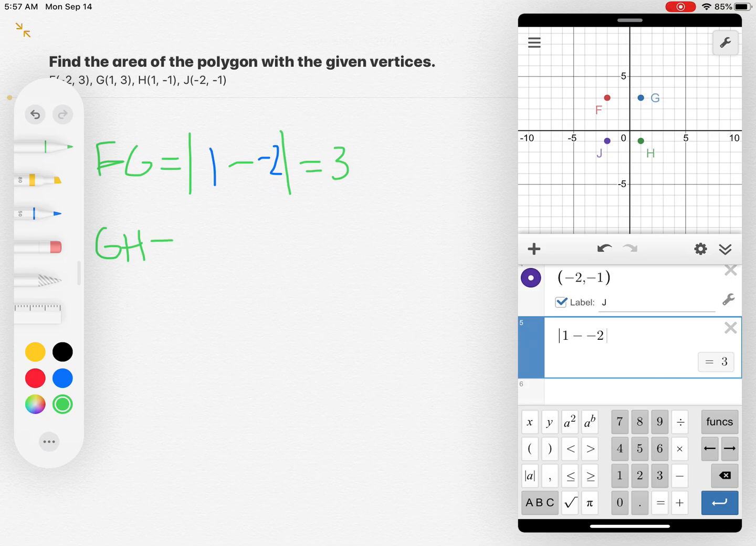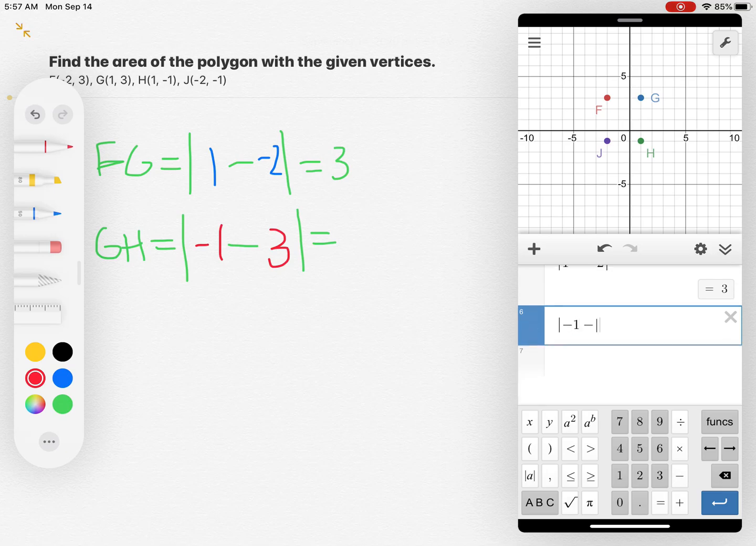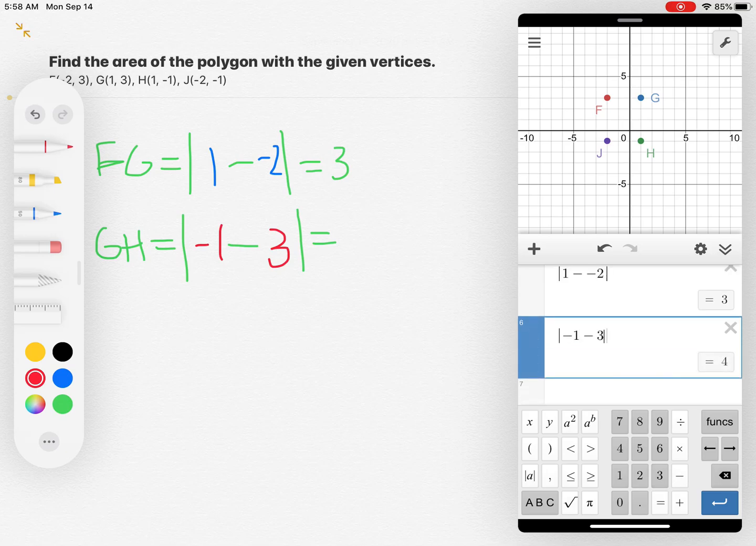Now let's do G to H. G to H is a vertical line. So the coordinates that are going to be different are the y coordinates. We're going to subtract the y coordinates. So H y coordinate is -1, G y coordinate is 3. If I do absolute value of -1 minus 3, I get 4.